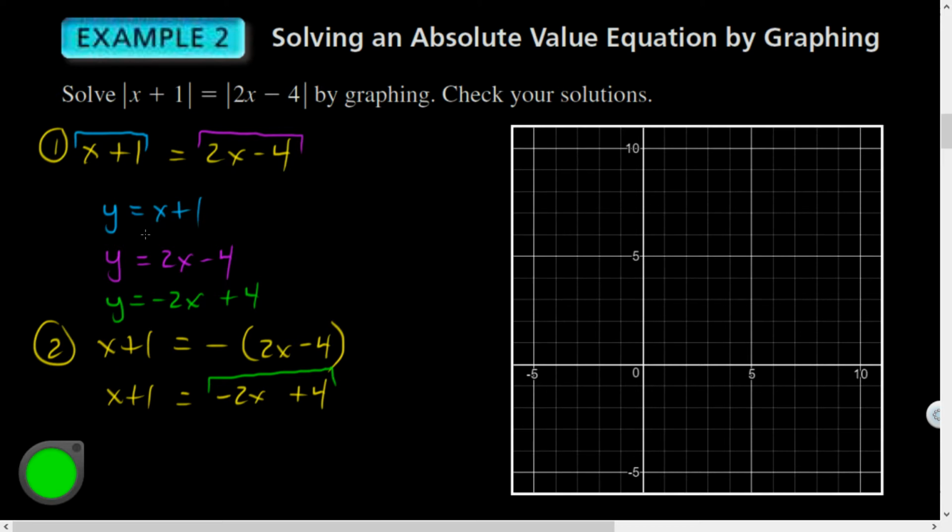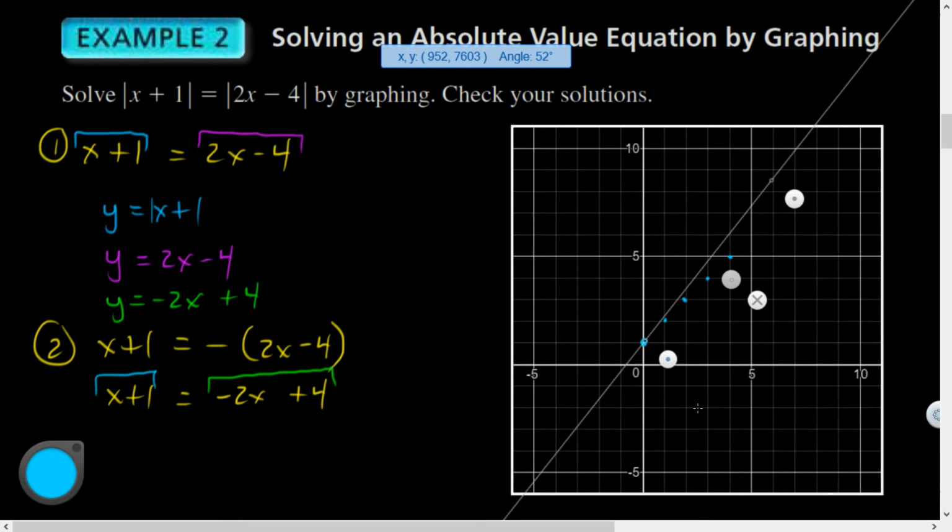I'm going to be looking for the intersections of this blue graph, because that was the one that duplicated, with the purple graph and the blue graph with the green graph. So let's try to graph these. For the blue graph, x plus 1, the y-intercept is at 1, and the slope is positive 1. So I'm going to go up 1 over 1, up 1 over 1, and draw a line.